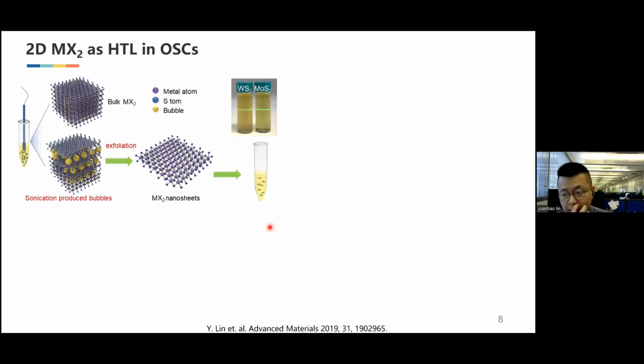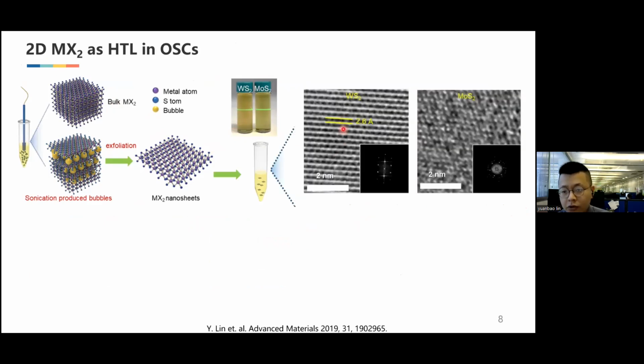So my first project is to use sonication to obtain 2D material nanosheets. We chose tungsten disulfide and molybdenum disulfide. From the high resolution TEM, the tungsten disulfide nanosheets have a very clearly crystallized structure, but for the molybdenum disulfide, the structure is not obvious. This should be because of the multilayer stacking of this MoS2 after the sonication.